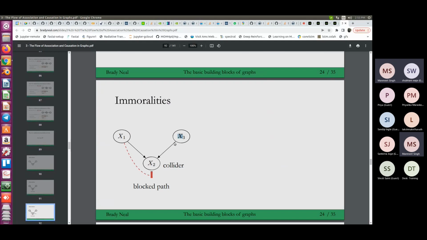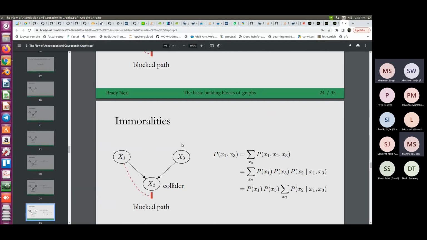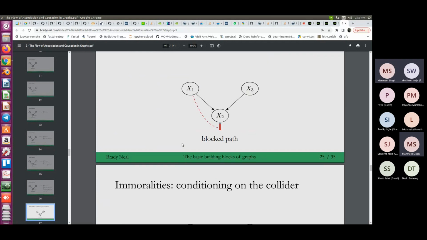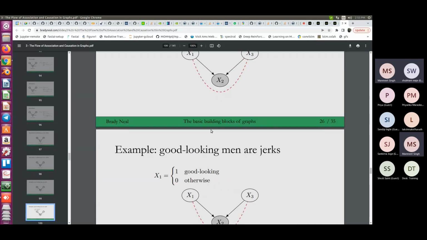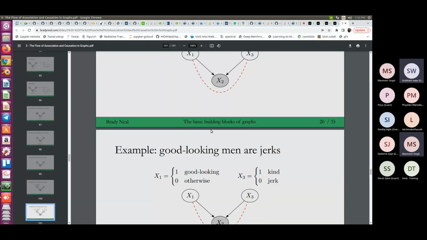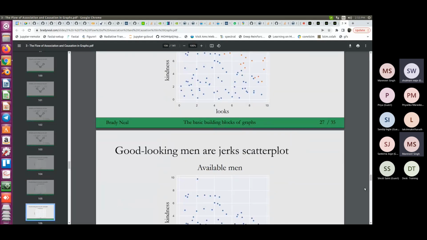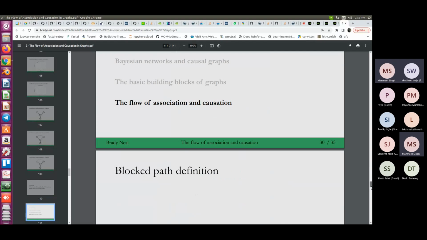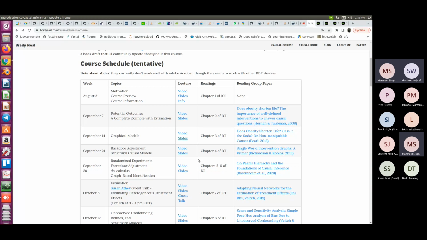Independence in a causal graph is also known as d-separation. We'll see d-separation later. So if we condition on the collider, then this path gets blocked, and then these two are dependent on each other. Then they have an example of the flow, which we saw yesterday.